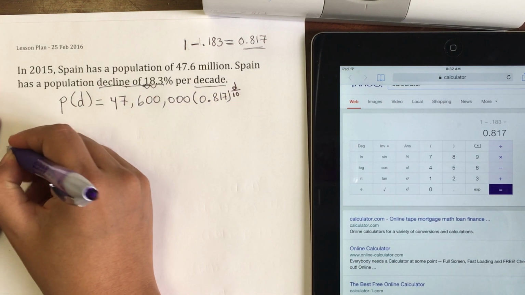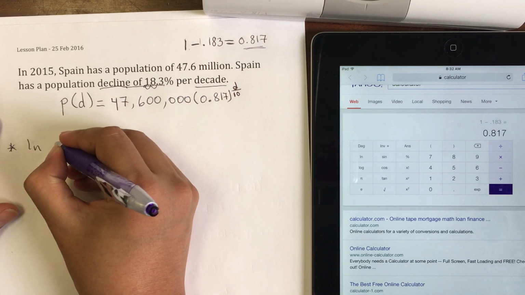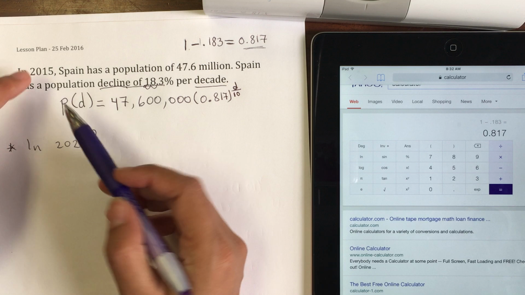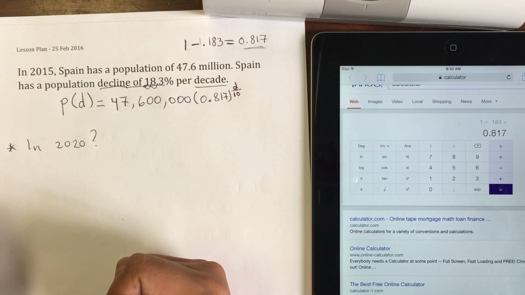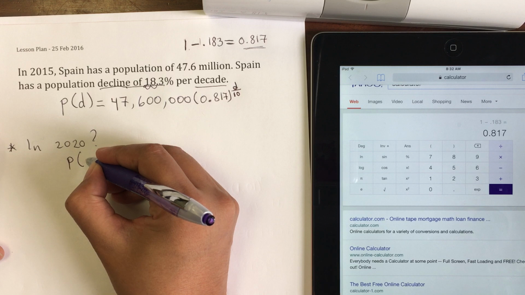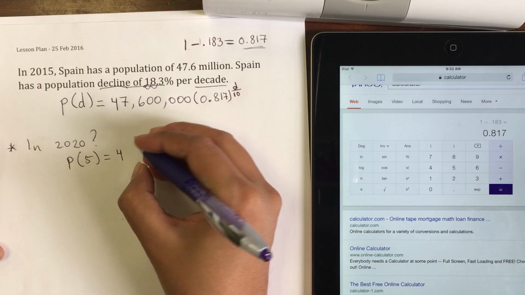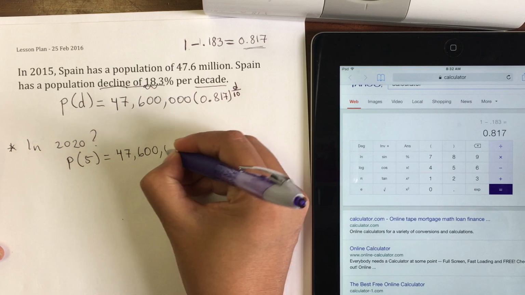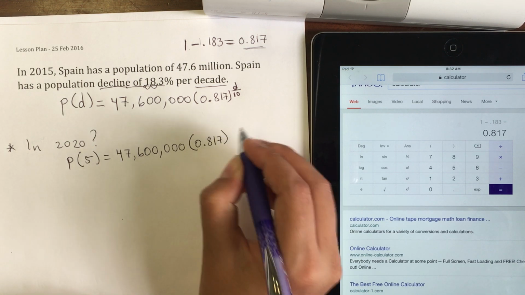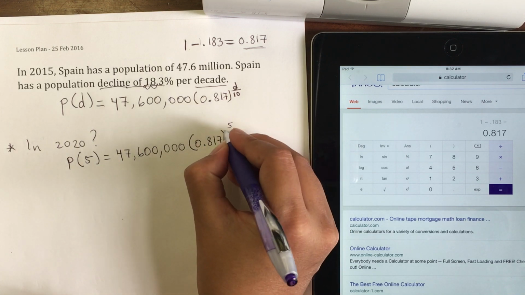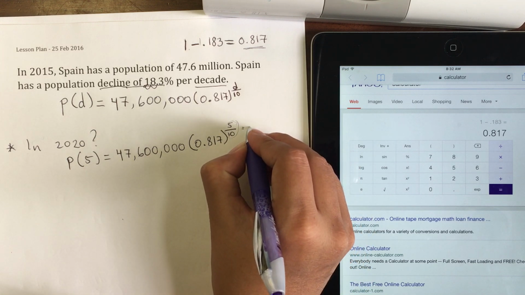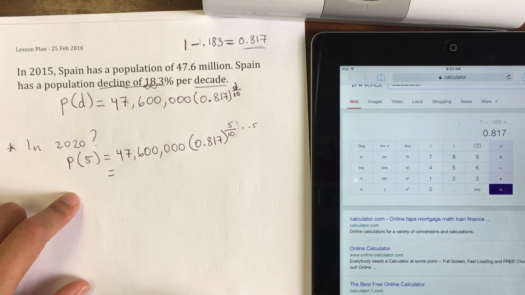Okay, so how many people will there be in 2020? We know that this started in 2015. For 2020, it's going to be 5 years. So we say P of 5 is equal to the 47.6 million multiplied by the 81.7% that stay. And in here we replace D over 10 with 5 over 10, which, if you recall, can be simplified as the decimal 0.5. Okay, so that it makes it easier for us.